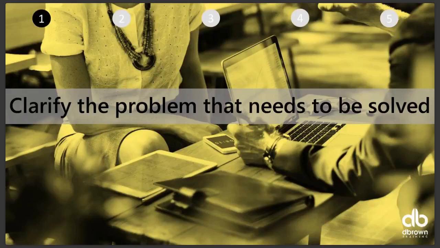Excellent. So in the textbook model, we have to clarify the problem that needs to be solved. That's the first part. Is it really a training need? If it's not really a training need, maybe there's something else. It's not training that's needed. You have another issue that can be addressed by something else, not necessarily training. That's the first step in the analyze process, to clarify the problem that needs to be solved.